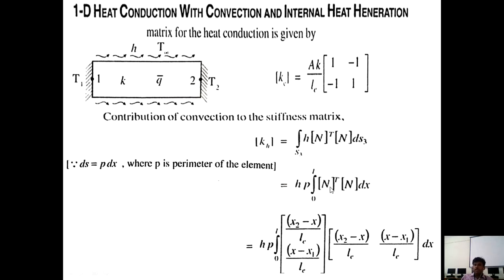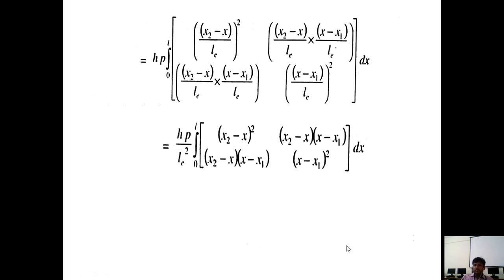So what is N transpose? I know the value of N. N is N1 and N2. If I multiply these two, I am going to get a matrix like this. And if I simplify this by taking LE square as a common factor outside, it is HP by LE square into integral of 0 to L of this matrix.